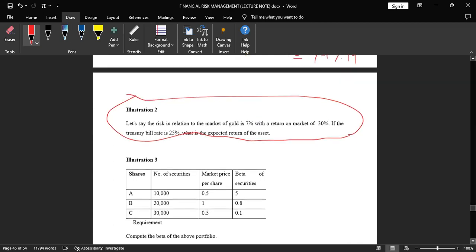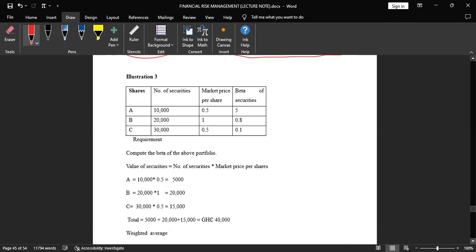Now we are solving this question and we are done, because there's a lot we could do at this, but our concentration is on risk. So we will do the risk, then we go. Now, this is a question, illustration 3. Please mute yourself. We have shares A, B, and C. We have the number of securities. We have market price per share. We have beta. And the question is to compute the beta of the above portfolio.